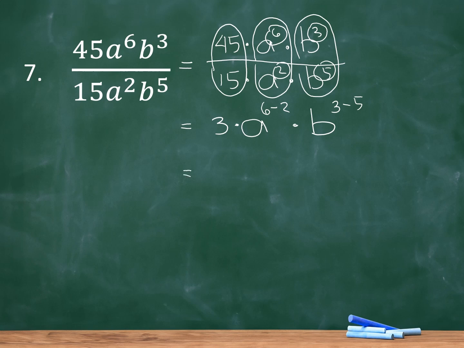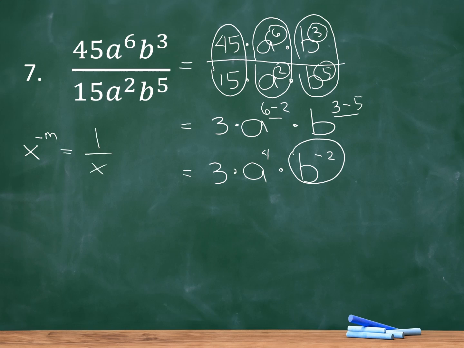Let's continue. So that's 3 times a to the power of 6 minus 2 is 4 times b to the power of 3 minus 5 is negative 2. So now we have a negative exponent. How do we deal with the negative exponent? Let us recall the laws of exponent, which says x to the power of negative m is equal to 1 over x to the power of m. So what just happened here is that the whole expression was brought down to the denominator, and then the negative exponent became a positive. So that is what we're gonna do here.